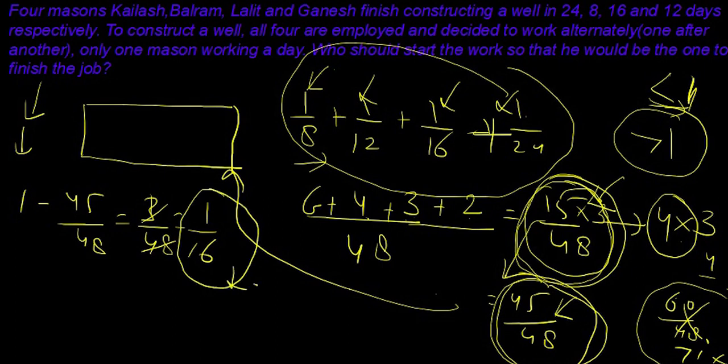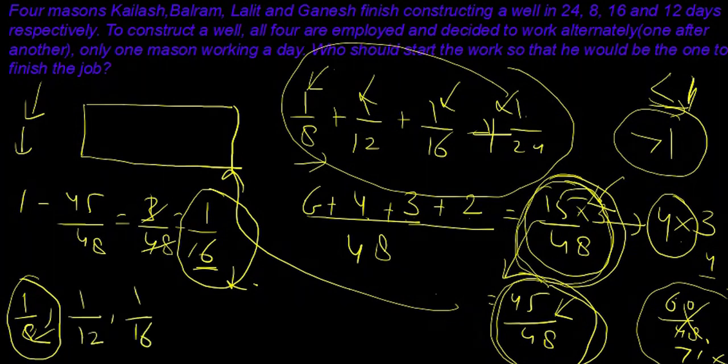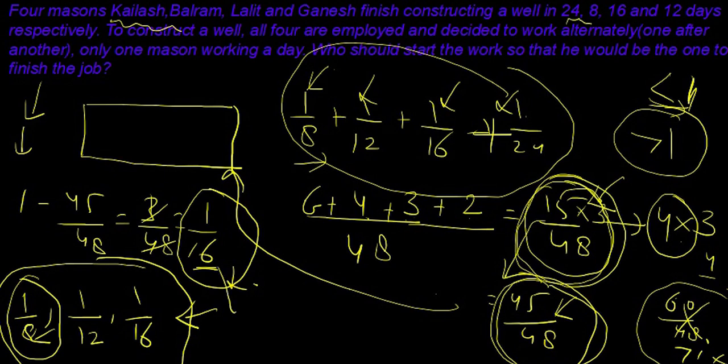And who is the person who can do this? I think the person who can do the work in 8 days can do it, since the work completes in 16 days for him. After that, the 12 days person can also do this, and the 16 days person also can do this. So these are the 3 persons who can complete the leftover work. Who is the less efficient one? Kailash. Kailash can complete the work in 24 days, so he cannot complete the work which takes 60 days. So Kailash is the person who cannot complete the work.